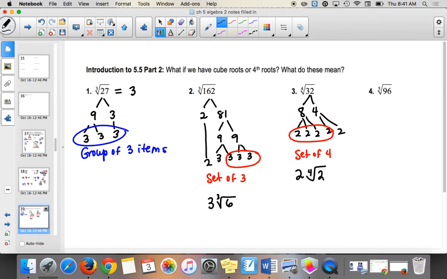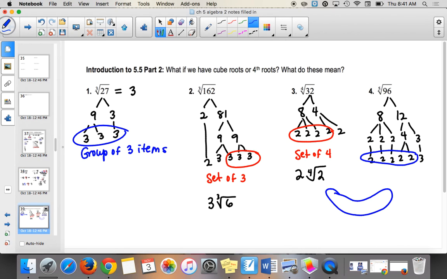All right, so this next one, 96. So we're going to have 8 and 12, 2, 2, 2, 4 and 3. So 2, 2, 3, and then our 2, 2, 2. So we're looking for 5 2's right there. So I have 5 2's. So I'm going to get a 2 on the outside, and then I have the fifth root of 3 left inside. Okay, does that all make sense?